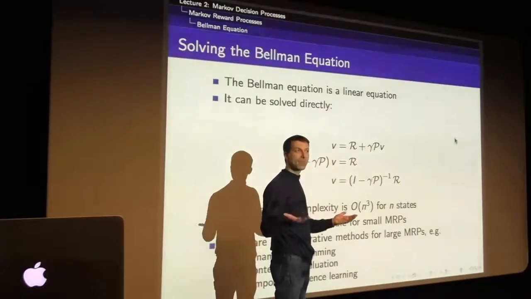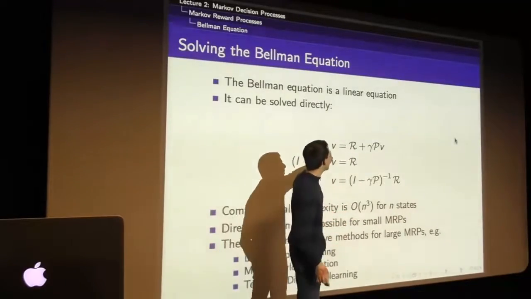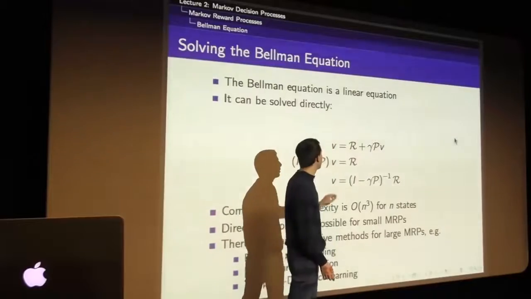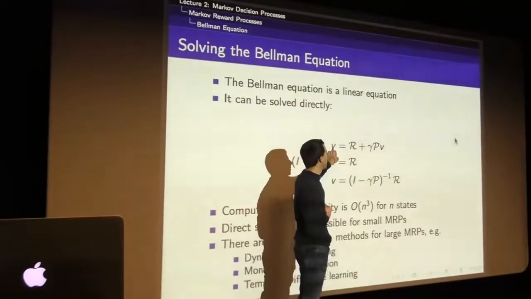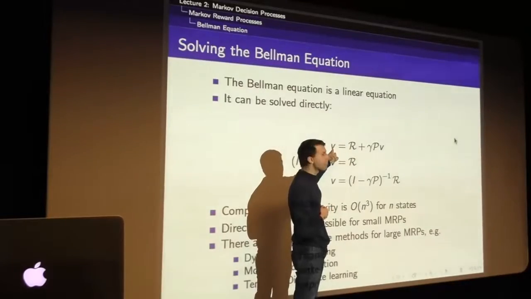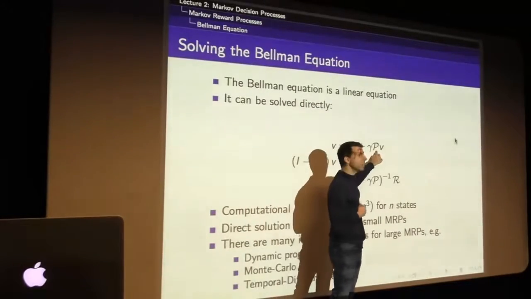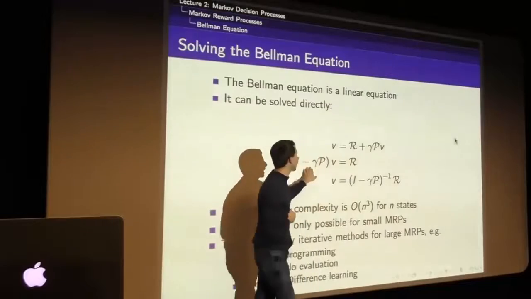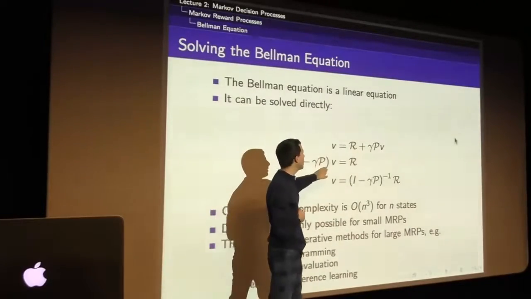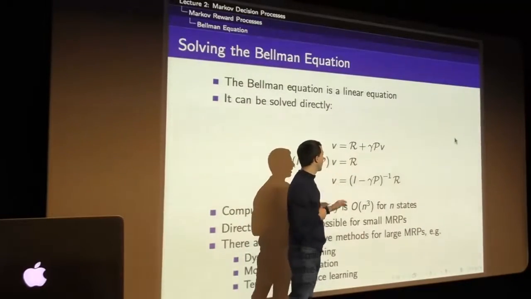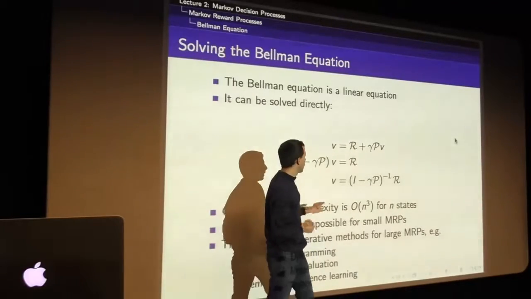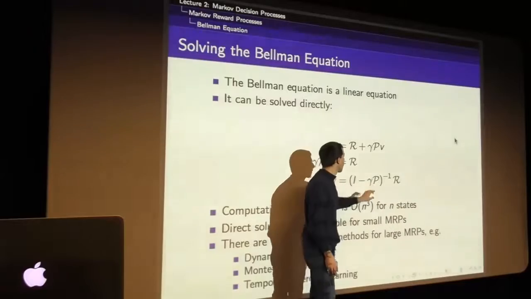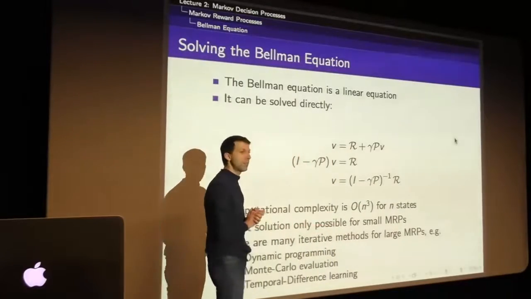Assuming that our matrix is small enough to invert, what we can do is just write out our linear equation now. All we're going to do is collect together the v terms here. So we've got, if you like, identity times v here, and gamma P times v here. So we collect those together on this side, I minus gamma P, v equals r, and then we just invert this matrix. Okay? And this is the solution to the MRP.